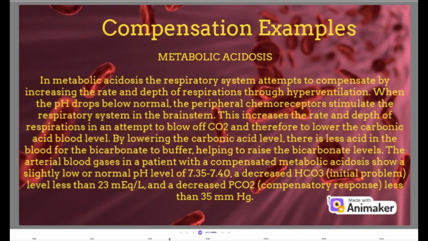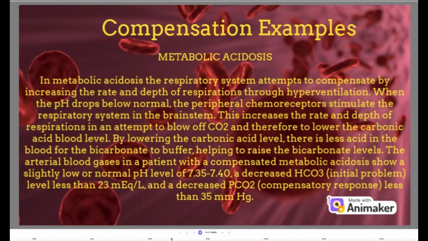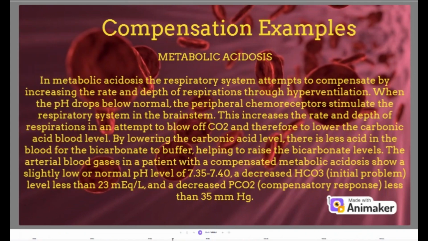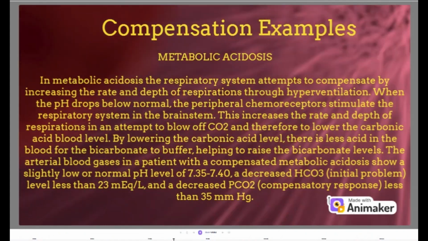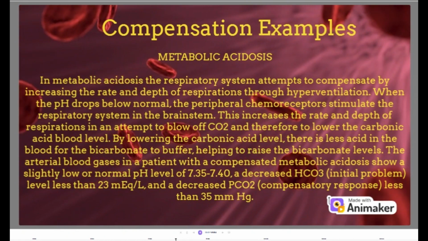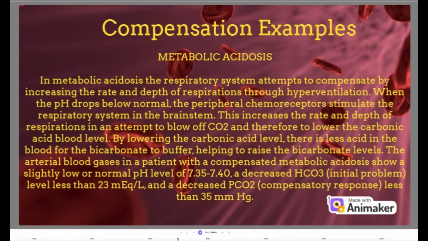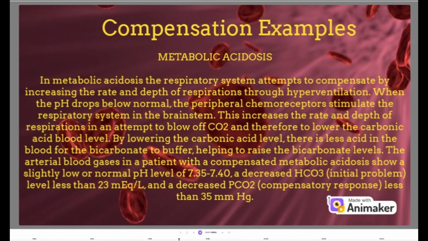The arterial blood gases in a patient with a compensated metabolic acidosis show a slightly low or normal pH level of 7.35 to 7.40, a decreased HCO3, initial problem, level less than 23 milliequivalents per liter, and a decreased PCO2, compensatory response, less than 35 mm of mercury.